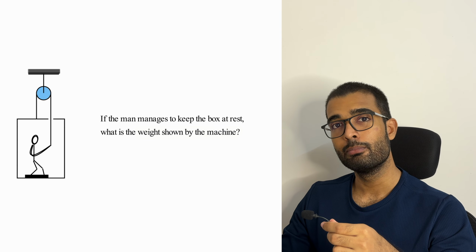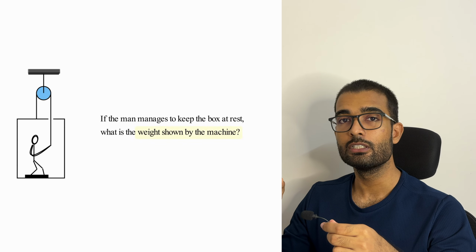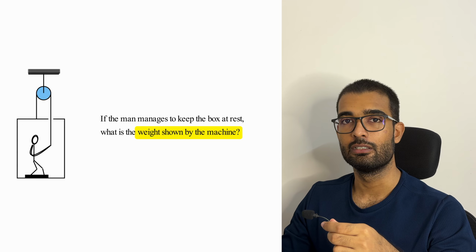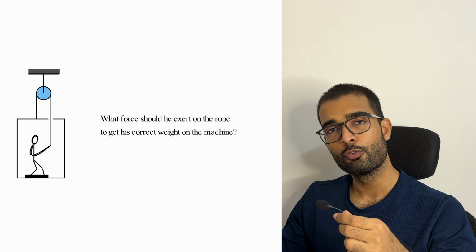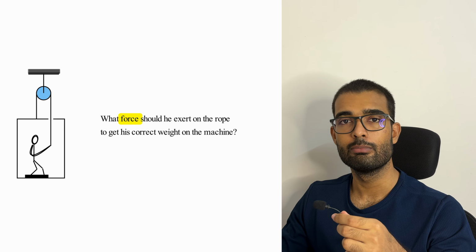If the man is able to keep the system at rest, then what is the reading shown by the weighing machine? And the second is, with what force should he pull the rope for the weighing machine to show his actual weight? Now let's begin by understanding the forces in the system.